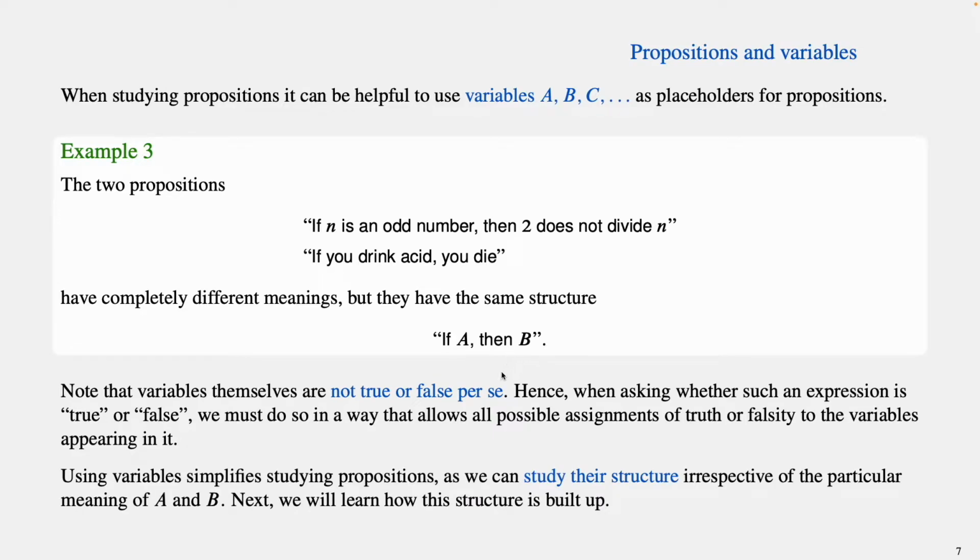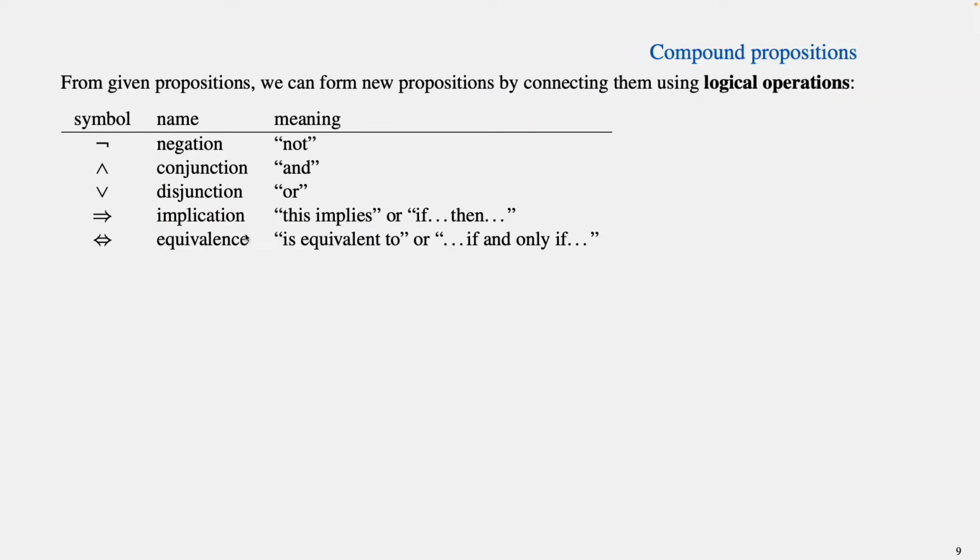The use of variables simplifies studying propositions, as we can study the structure of propositions irrespective of the particular meaning of the variables A and B. And next we will learn how the structure is built up. We look at logical operations. We can form so-called compound propositions out of given propositions by using these logical operations.